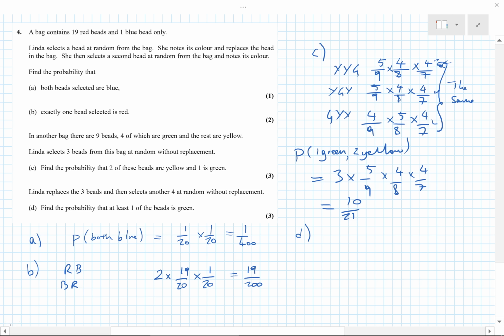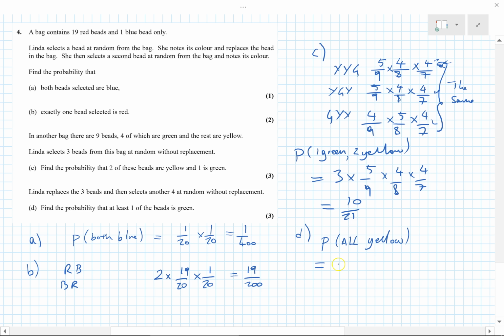So finally, last one. Linda, another scenario, replaces all 3 beads, so we've still got the 9 beads, and then selects another 4 at random without replacement. Find the probability that at least one of them is green. In this type of situation, it's probably best to find the probability that they're all yellow, and then just do 1 minus, because that's every possibility except that they're all yellow.